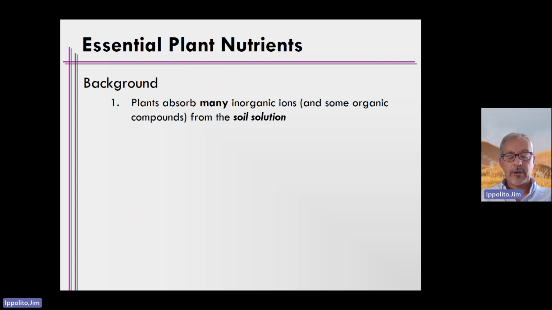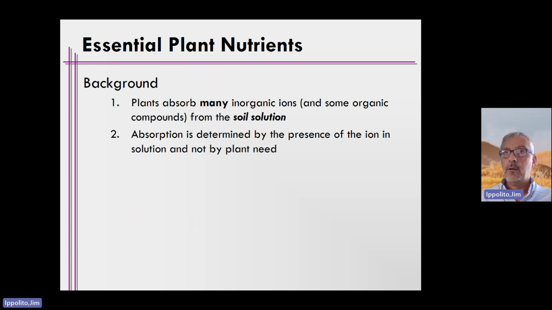If you don't know this, you're going to know it now, that plants absorb many inorganic ions, and they actually absorb some organic compounds as well. And they absorb these from the soil solution, so the liquid phase in the soil. There has to be liquid and there has to be contact between the root and that substance or ion within the liquid for the plant to take it up, if it will take it up at all. Absorption by a plant is simply determined by the presence of the ion in solution and certainly not by the plant need.